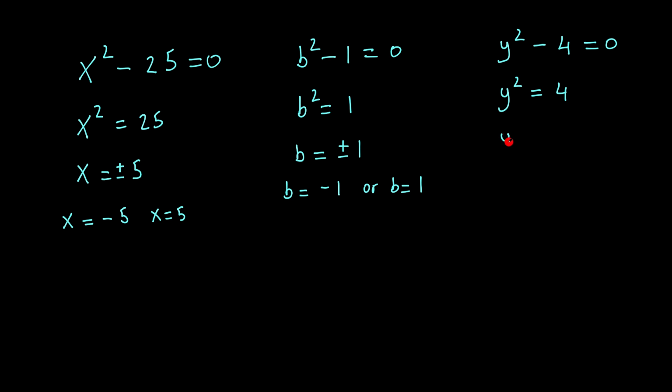And y, so we take the square root of both sides. So this would become y, and this would become 2. And of course, it'll be plus and minus 2. So that means y is equal to minus 2, or y is equal to 2. So these are my two solutions for y squared minus 4 is equal to 0.